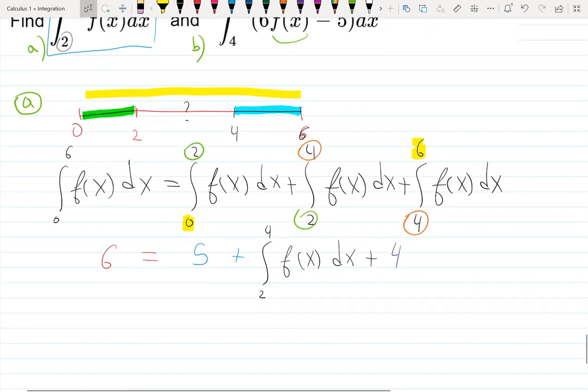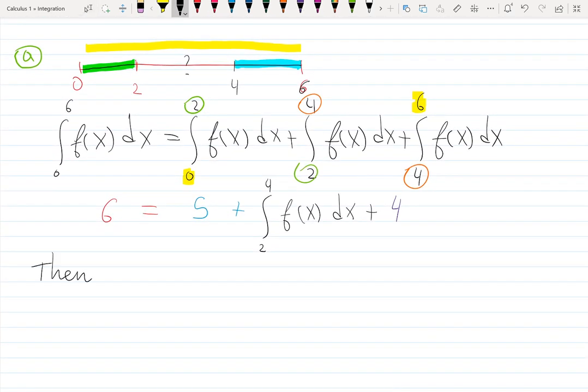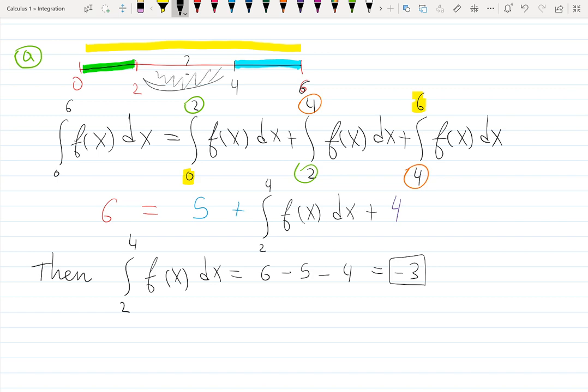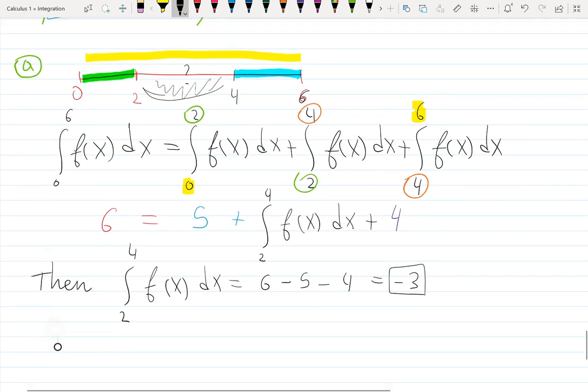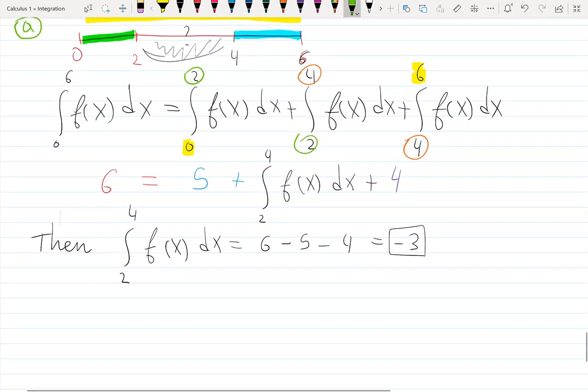Now just solve for the missing part. Then the missing part is the integral from 2 to 4, that's the one we ask you to find, f of x dx equals 6 minus 5 minus 4. That gives you 1 minus 4, which is negative 3. Yes. The answer is negative 3. Since the answer is negative, that gives me a hint that the area probably is below the x-axis, like that. Okay. That's A.